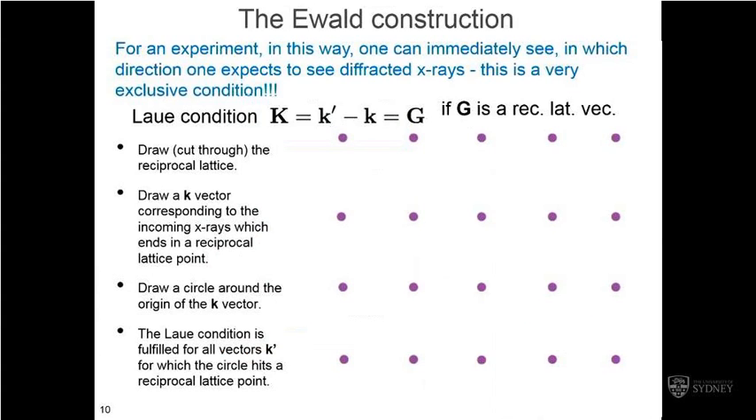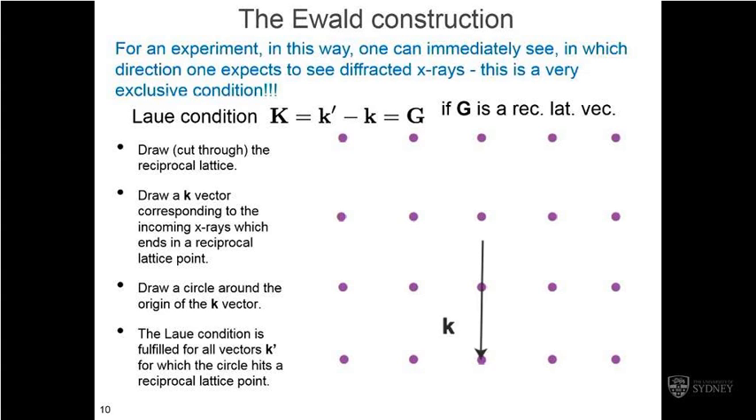Okay, this is called the Ewald construction. Okay, it gives you some idea where to expect your scattered beams to be. Okay, this is called the Laue condition, that we have the difference between the scattered and incident wave vector being equal to G, a reciprocal lattice vector. So this is just in 2 dimensions, but you can imagine it in 3 dimensions with the lattice coming out of you.